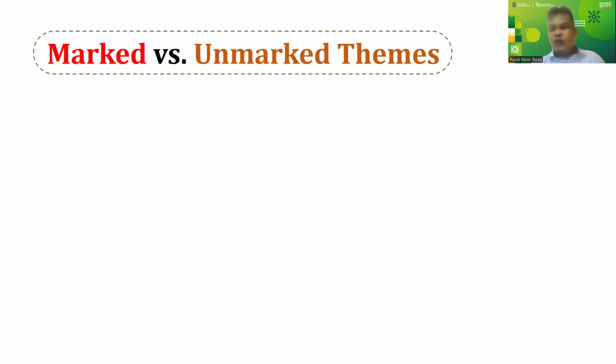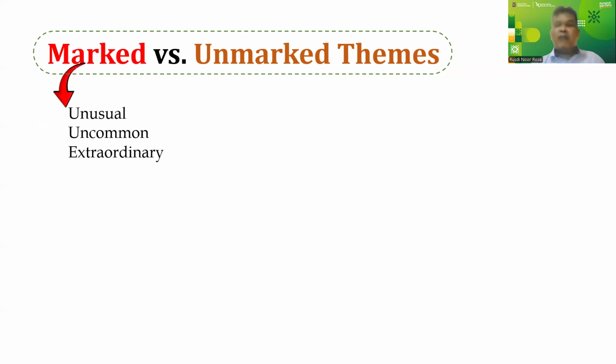Now, let's define what marked is. Marked is unusual. Marked is uncommon. Marked is extraordinary. So we can say that when we use marked themes, we use themes which are unusual, which are not commonly found in clauses. Meanwhile, unmarked themes are usual themes, common themes, ordinary themes, the themes which are commonly found in clauses.